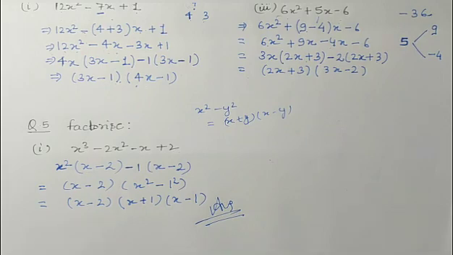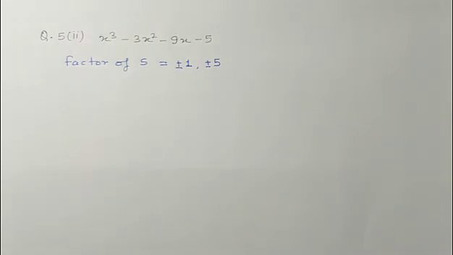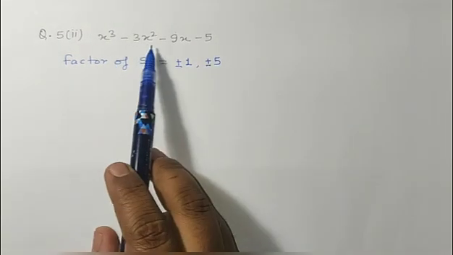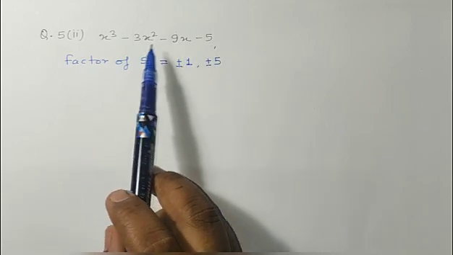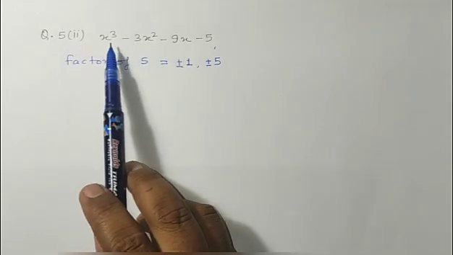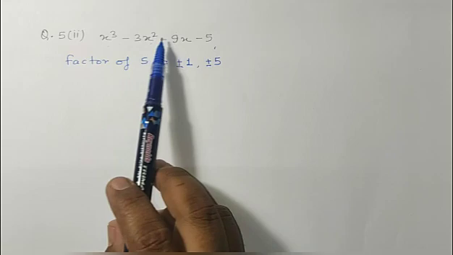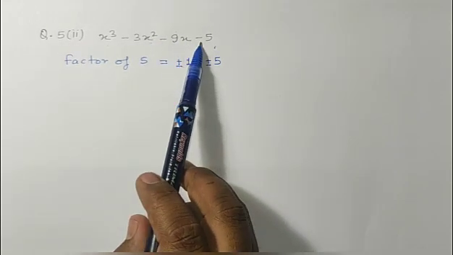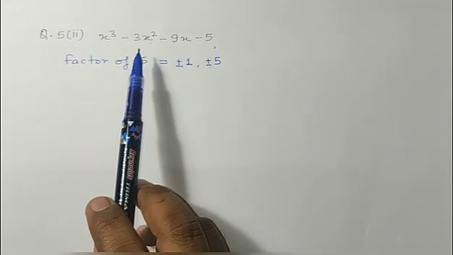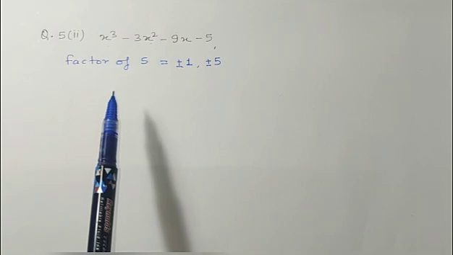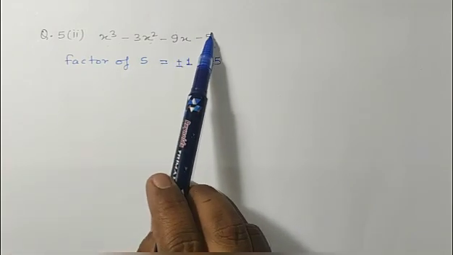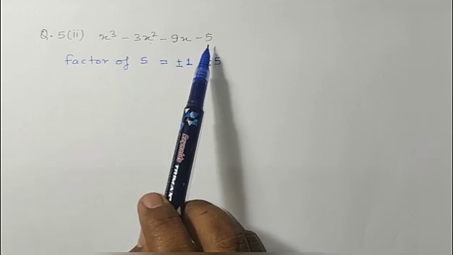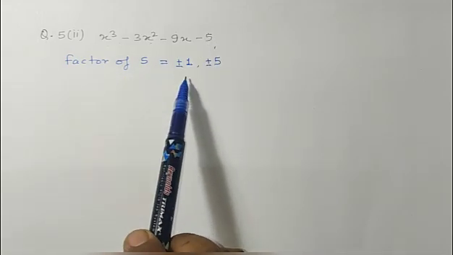Okay students, now coming to the next part. In this part, the question is x cube minus 3x square minus 9x minus 5. See students, this question we cannot solve by taking common or by shifting the terms here and there. So how will we solve it? Firstly, we will write the factors of 5. Why? Because 5 is the last constant term.